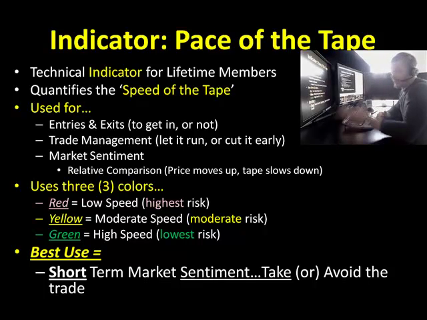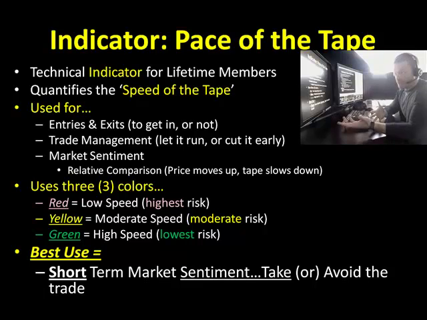It's pretty simple, guys. Again, there are 3 basic colors: red, yellow, and green. This morning, December 8th, 2009, we had relatively choppy, slow markets, so we saw a lot of red pace of the tape. Red is just like a stoplight: red means stop, green means go. The red pace of the tape means we've got very slow speed. That's the highest risk trades.